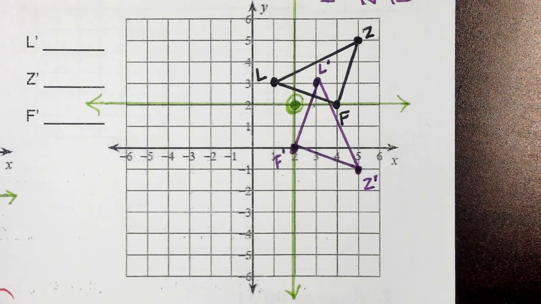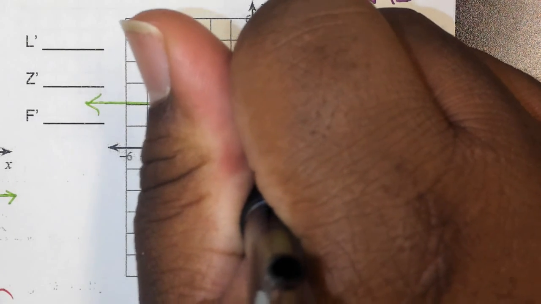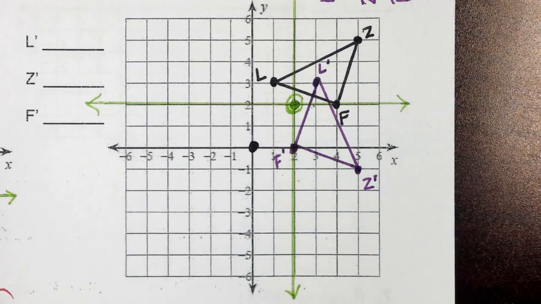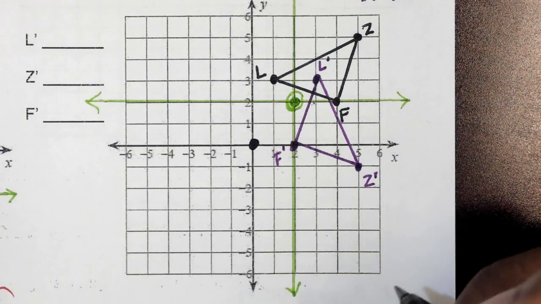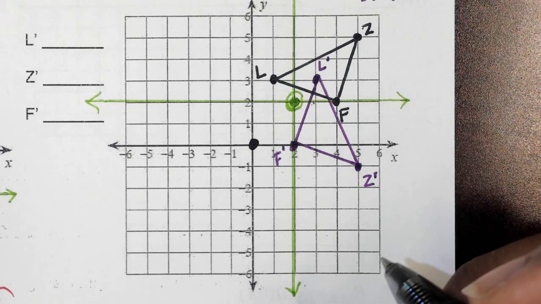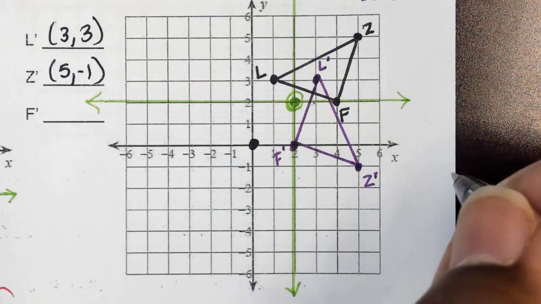Last thing we need to do is get our actual points. Israel's going to finish strong though, I know he is. Points are going from 0, 0. Our actual points we're reading from 0, 0. Whenever you're ready, man. So L prime 3, 3. Easy. 5, -1. And F is 2, 0.